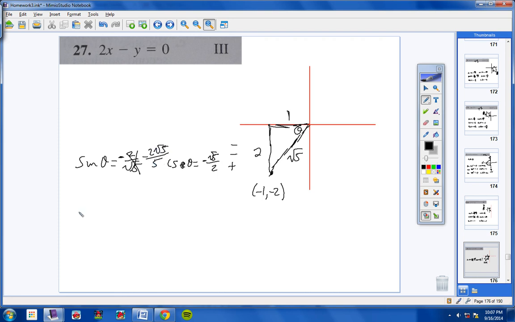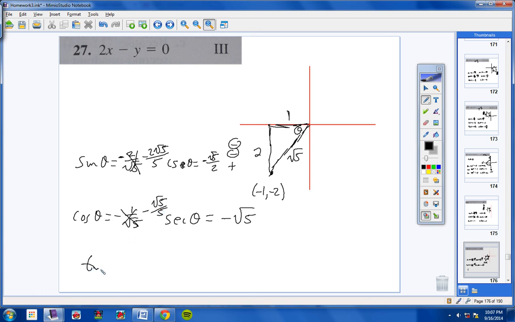Okay. Cosine of theta would be adjacent over hypotenuse. It would also be negative because of your second sign, so negative 1 over square root of 5. And so the secant of theta would be the reciprocal of that, which would be negative square root of 5 over 1. Over here, let's rationalize. You will get negative square root of 5 over 5.